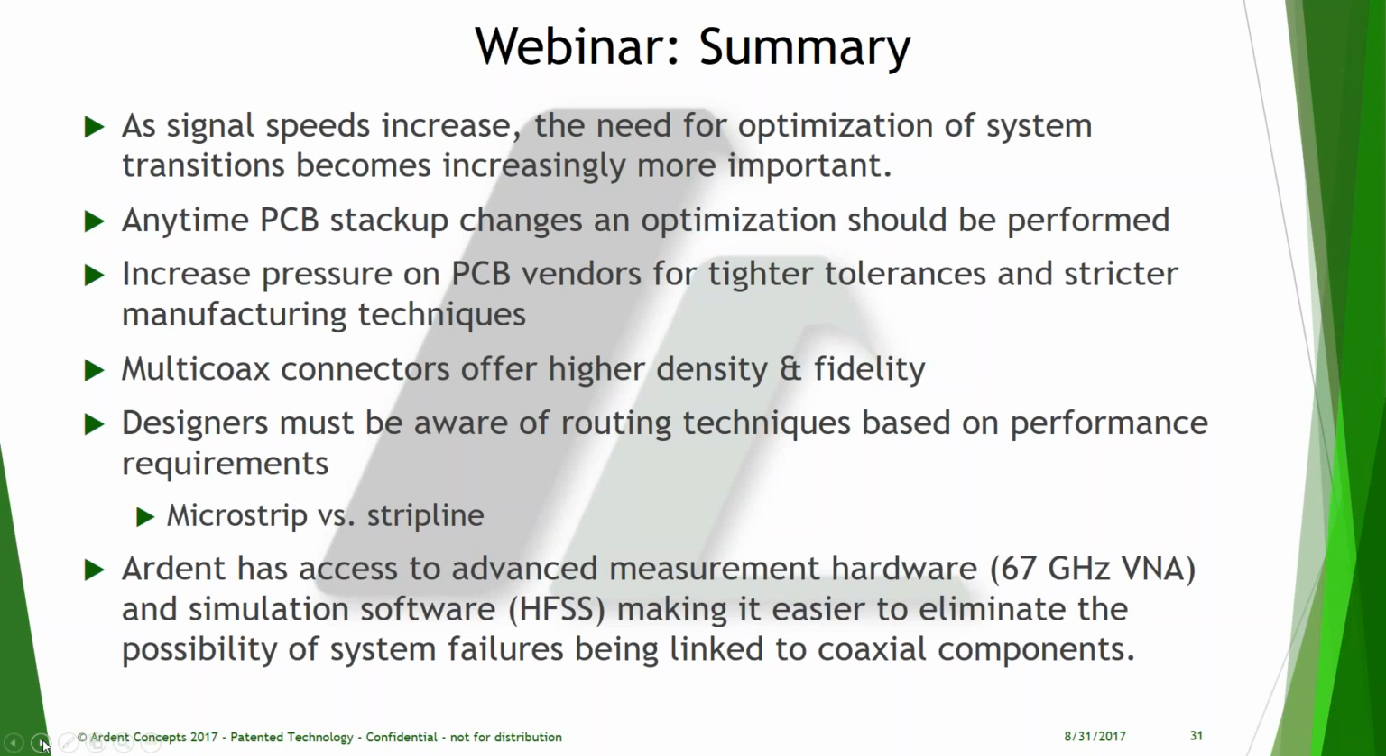Designers must be aware of routing techniques based on performance requirements, so microstrip versus stripline. And lastly, Ardent has access to advanced measurement hardware, our 67 gigahertz PNA, which Stephen mentioned, and our simulation software, ANSYS HFSS, which makes it easier to eliminate the possibility of system failures being linked to the coaxial components in your system.